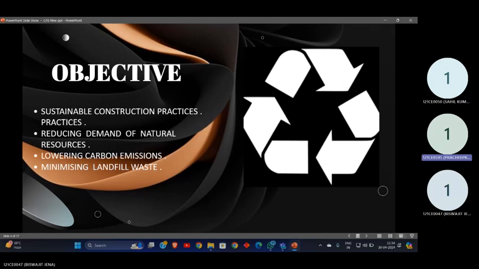So what are the objectives of recycled waste aggregate concrete? First one being the sustainable construction practices. Environmental sustainability includes various factors like reduction in landfill use. By using construction and demolition waste as recycled aggregate, the amount of waste sent to landfills is reduced. The next one being the conservation of natural resources. It reduces the demand for virgin aggregate materials such as gravel and sand, thereby preserving the natural resources. Lower carbon footprint. Recycled concrete produces lower carbon emissions compared to manufacturing new concrete from the virgin materials.